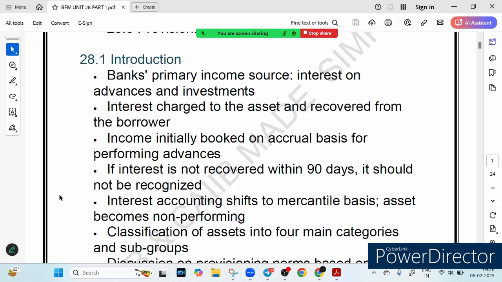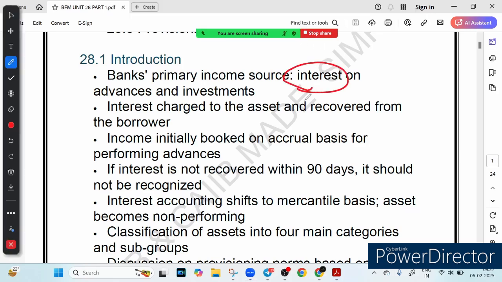Have you ever wondered how a bank makes money? You know that their biggest income source is the interest, right? The biggest income source for a bank is what we call interest, and that is called interest income. What is the meaning of interest income? When we talk about interest income, it means the extra amount they charge when they lend money.